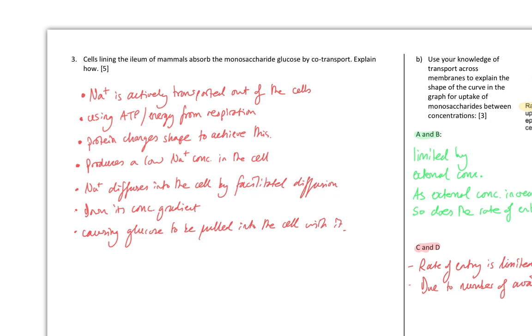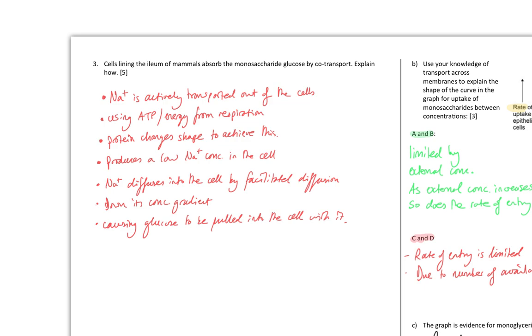Again, big word. How many on this homework? Facilitated diffusion used correctly gets 3 marks, and most people didn't mention facilitated diffusion. And that's down its concentration gradient. So again, just saying what facilitated diffusion is, causing glucose to be pulled into the cell with it. I could have put via a protein, but I've used my protein already. Mark up there. But yeah, 5 marks. How many marks? 1, 2, 3, 4, 5, 6, 7.